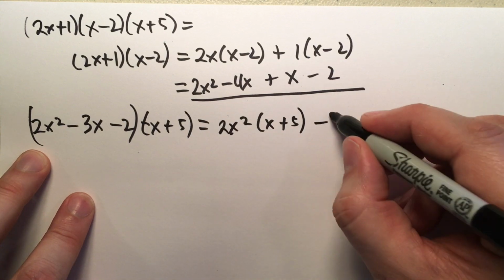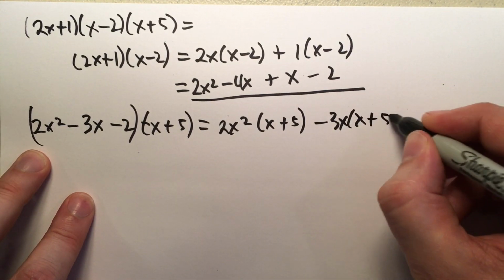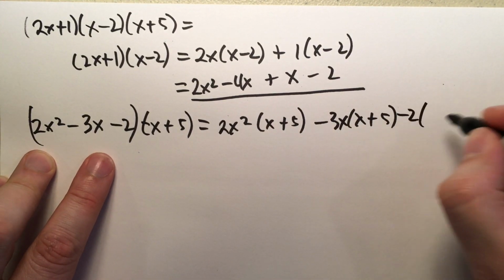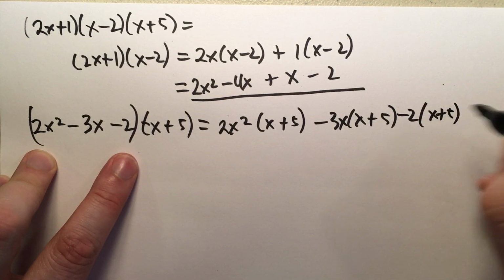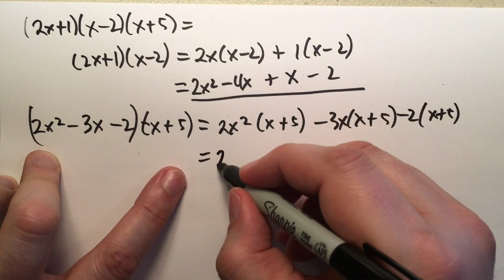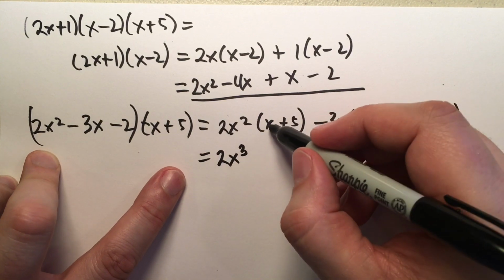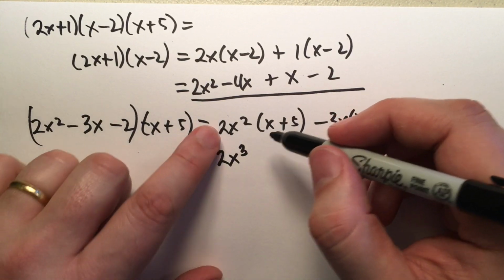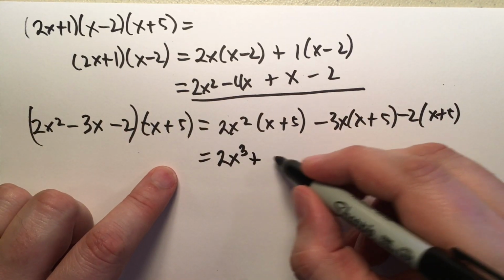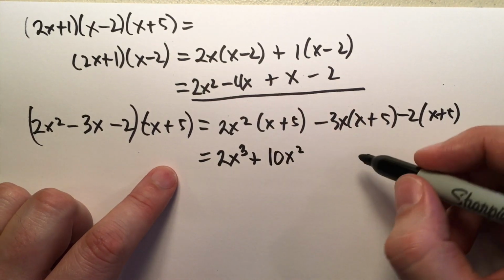We're subtracting 3x times x plus 5, and we're subtracting 2 times x plus 5. And that gives us 2x cubed. There's an x times 2x squared, and then 2x squared times 5 is 10x squared.